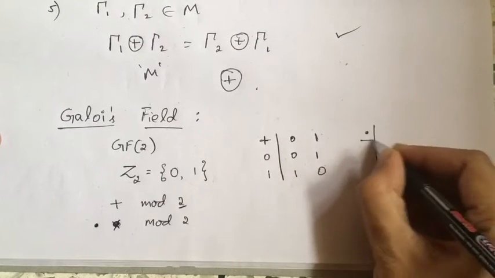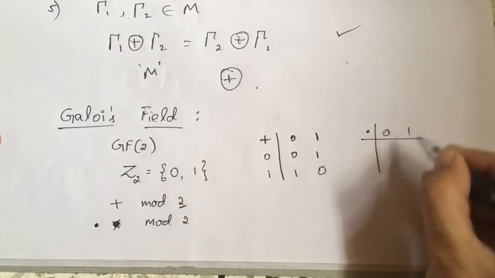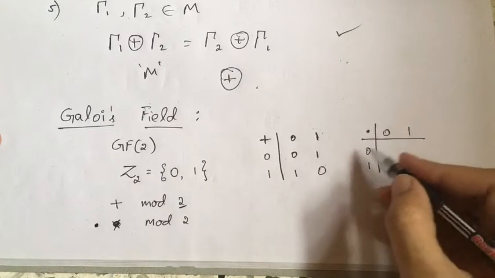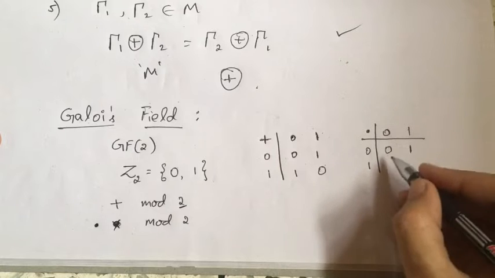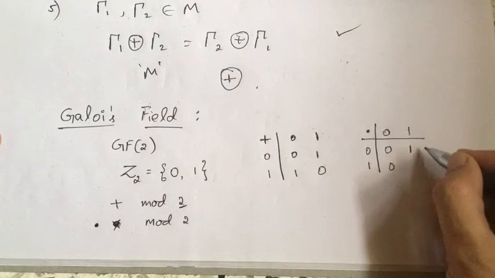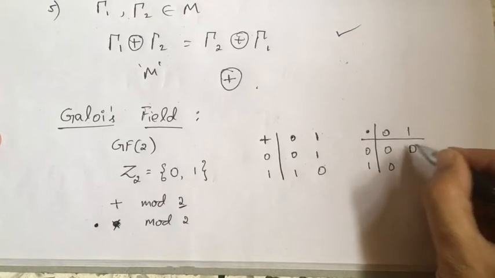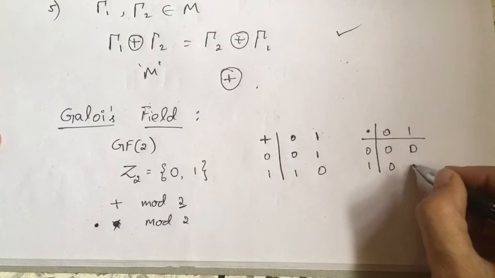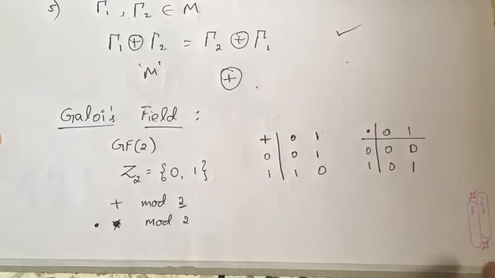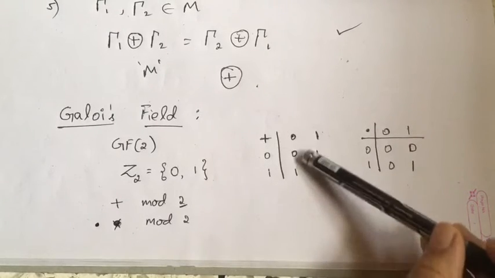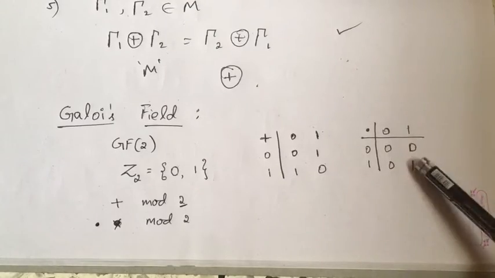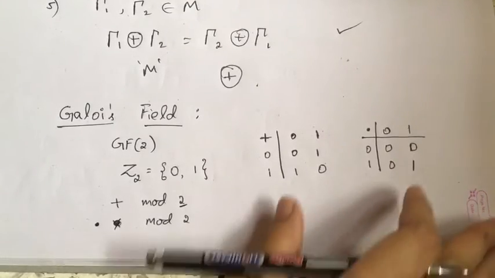And when I take multiplication, 0 and 1: 0 into 0 is 0, 0 into 1 is 0, 1 into 0 is 0, 1 into 1 is 1. In fact, if you know Boolean algebra, then this is nothing but exclusive OR, and this is nothing but AND gate. We don't want that.